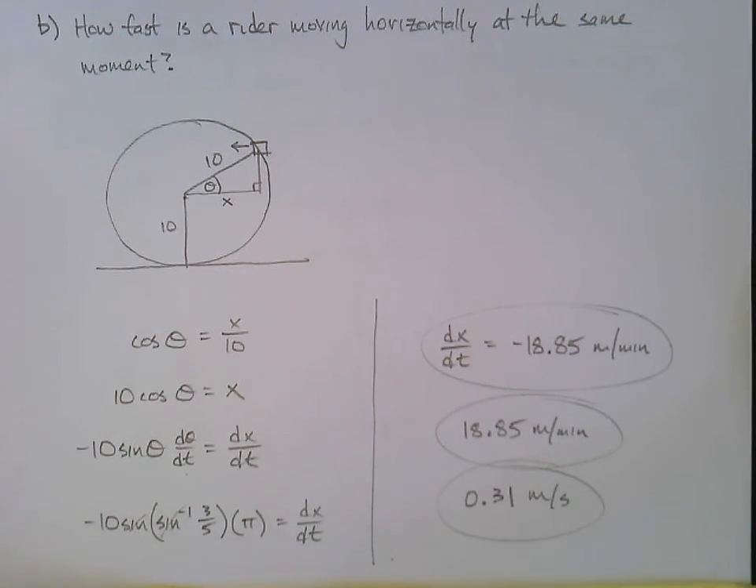What is the rider experiencing? Well, you could answer as the positive version, 18.85 meters per minute. Or what might be even more appropriate is to divide this by 60 and say 0.31 meters per second. And that'll do it. Okay, that is our second example. We've got one more coming up next.